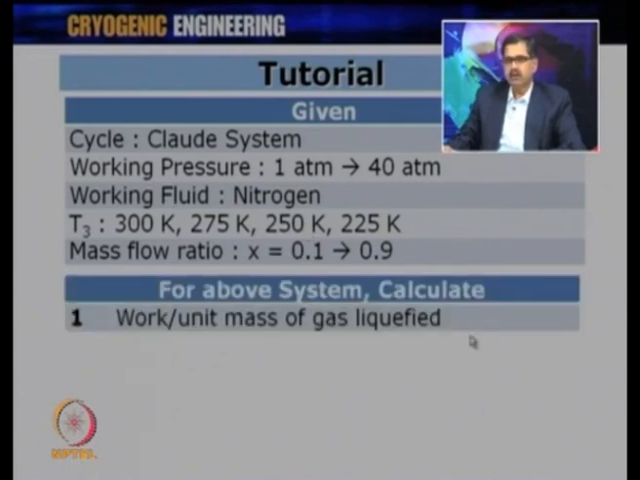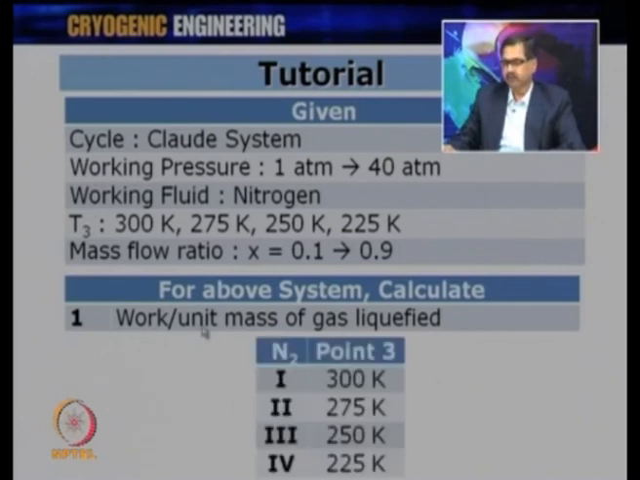For the above system, what is asked of you is to calculate the work per unit mass of gas liquefied, for which you have to do the calculations of Y. One has to calculate Y first, and W by M divided by Y will give you W by MF.